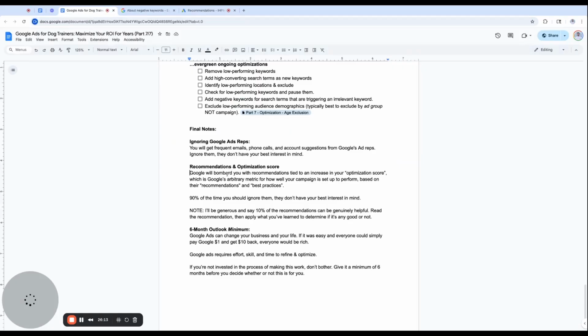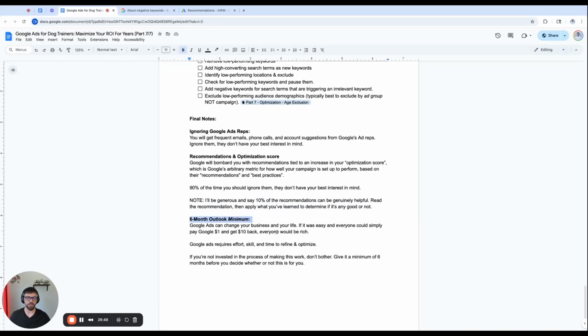And to be quite honest, Google will bombard you with recommendations tied to an increase in your optimization score, which is Google's arbitrary metric for how well your campaign is set up to perform based on their recommendations and best practices. 90% of the time, you should ignore them. They don't have your best interest in mind. Now, with that said, I'll be generous and say 10% of the recommendations can be genuinely helpful. Read the recommendation, then apply what you've learned throughout this series to determine if it's any good or not.